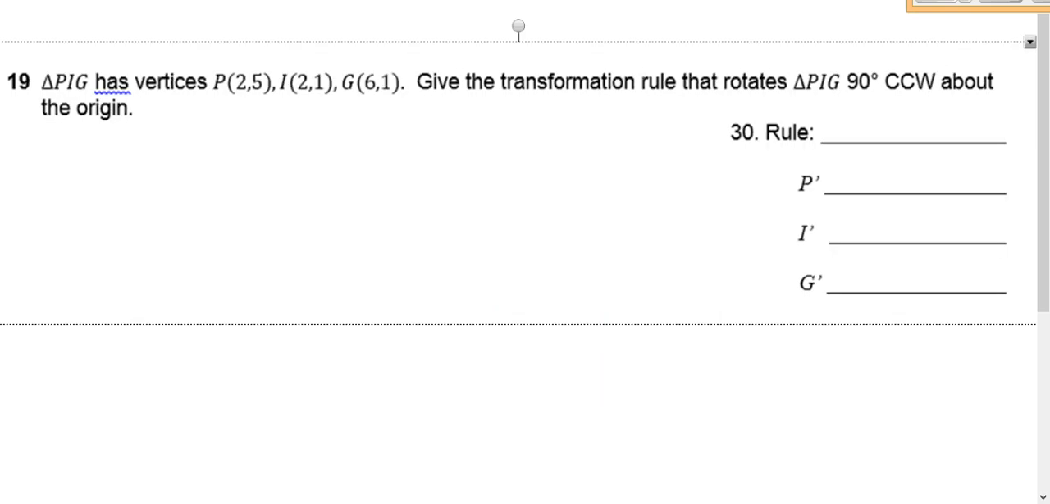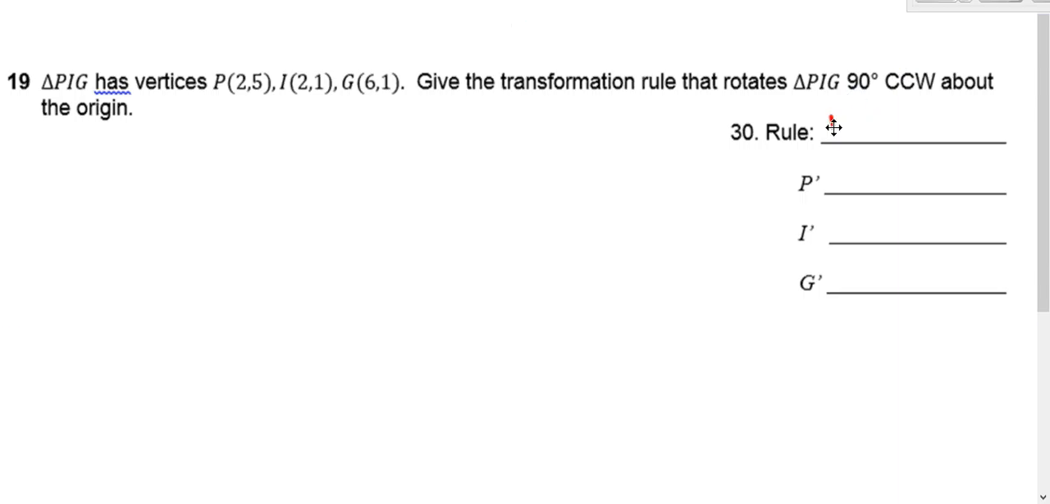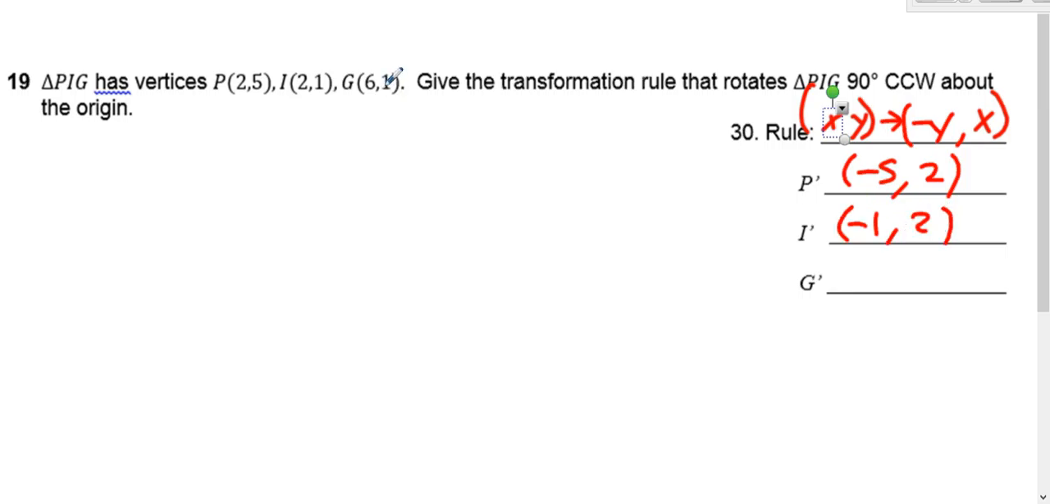Rotate 90 degrees counterclockwise. That's the rule. XY goes to -y, x. And that's what's going to happen to all these coordinates. So it'd be -5, 2. -1, 2. And -1, 6.